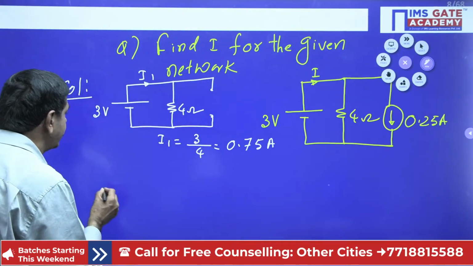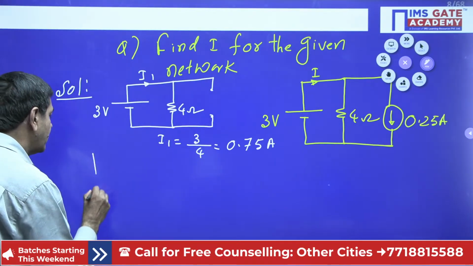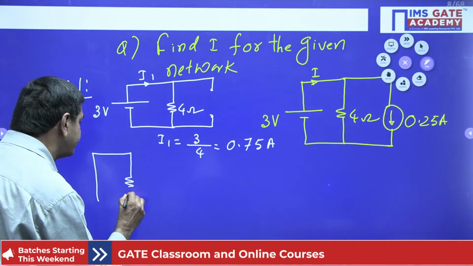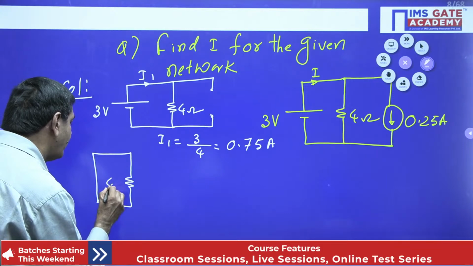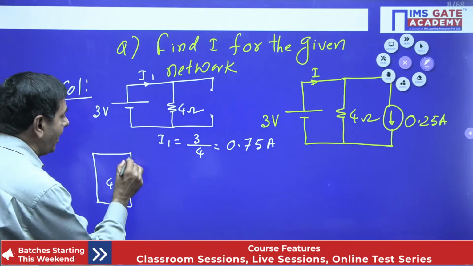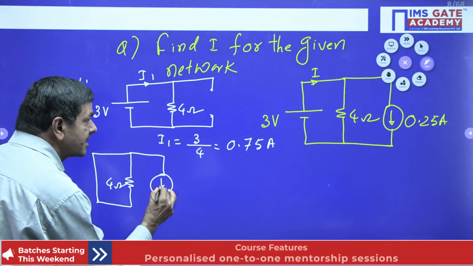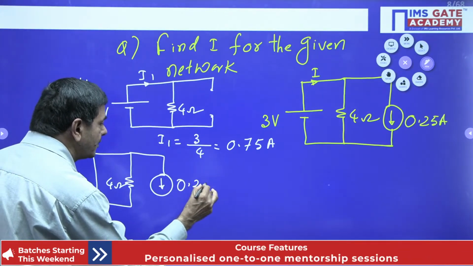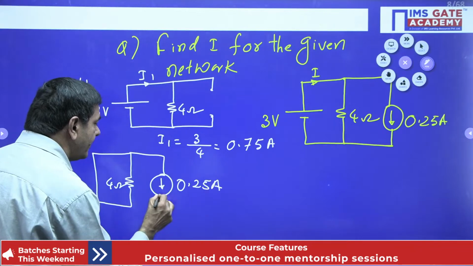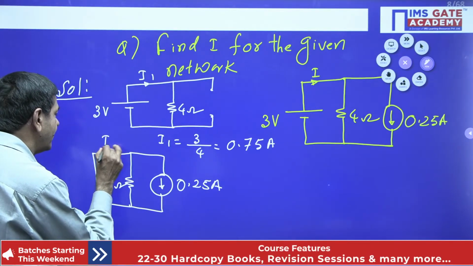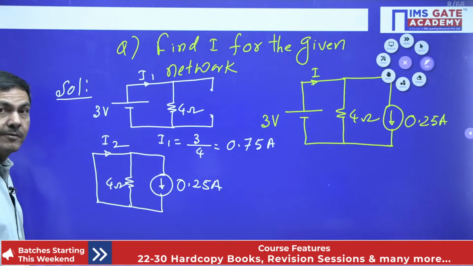I wish to take it in this way. I short circuited this side and I connected a 4 ohm resistance this side. There is a 4 ohm resistance this side. And I wish to consider this current source only. That current source is nothing but 0.25 amperes. I am in need of the current across this branch. This is I2 I want to take.